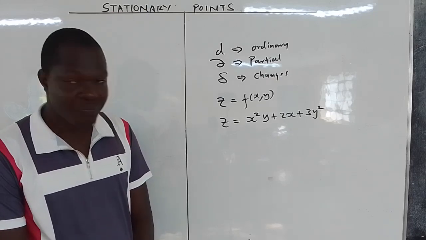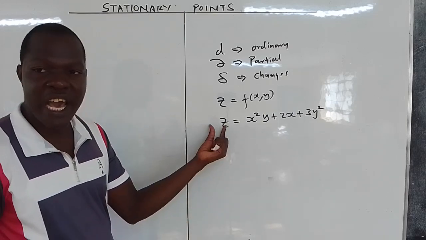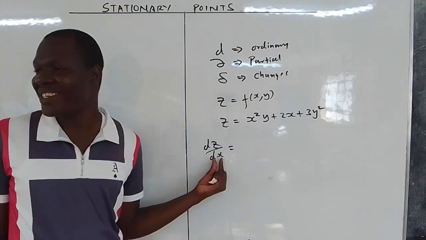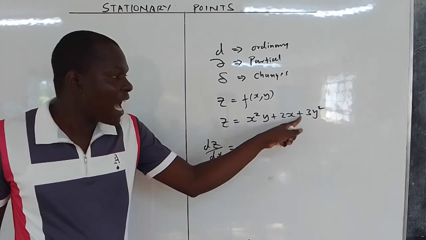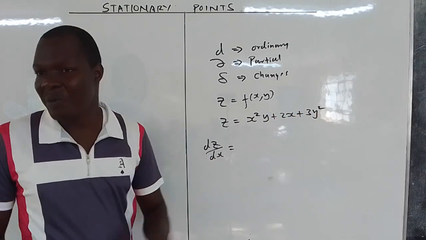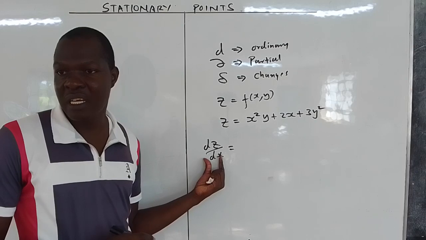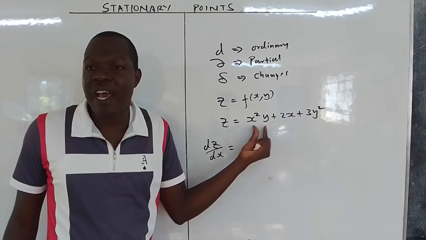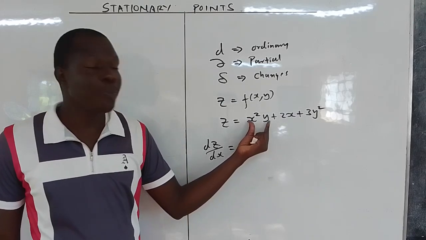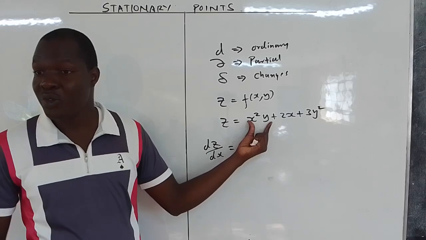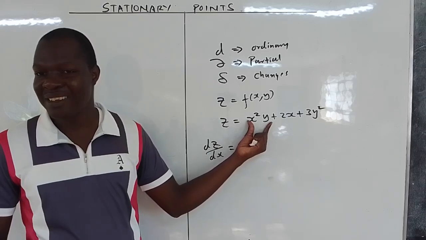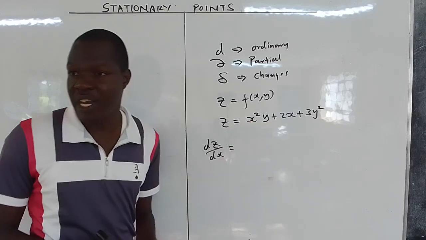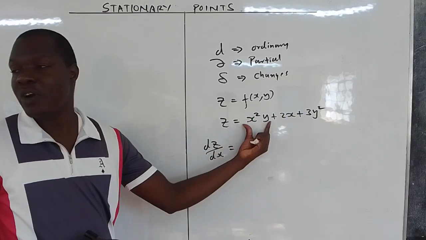So in this case, when you want to perform an ordinary derivative, when you want to get dz over dx, differentiating with respect to x, both x and y are considered to be variables because it is an ordinary derivative. Meaning if you are differentiating this x squared y, you see it as a product of two variables, so you use the product rule to differentiate it.